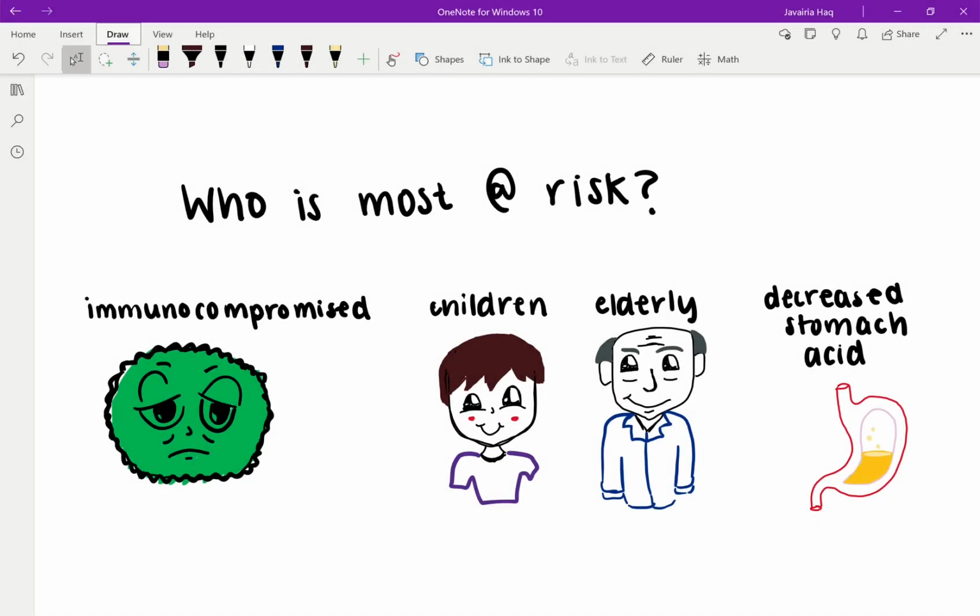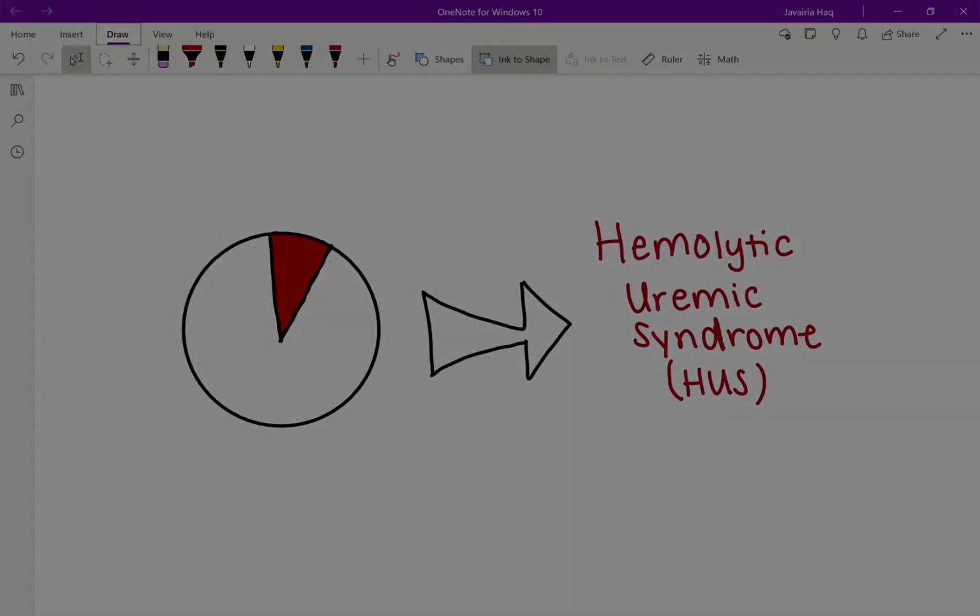You may be wondering, am I at risk for an E. coli infection? Well, people who are most at risk for the infection are those who have weakened immune systems. Young children who do not have developed immune systems are also targets for an E. coli infection. Additionally, the elderly are also at a higher risk. Lastly, people with decreased stomach acid are more likely to be infected by E. coli-related diseases.